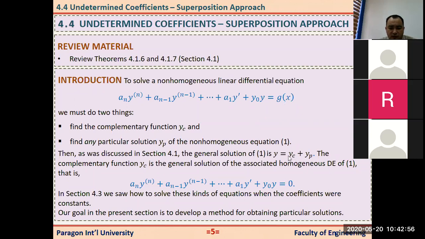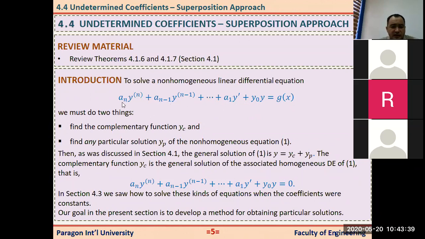Because first, when we solve the homogeneous equation, we get a complementary solution. After that, we need to find a particular solution of the non-homogeneous equation, and their sum gives us all the solutions. That gives us the general solution. Anyway, today we will focus on this differential equation again. It is nth order, because the highest order of differentiation is n, and all the coefficients are constant. When they are not constant, we will talk about this in the next lecture.